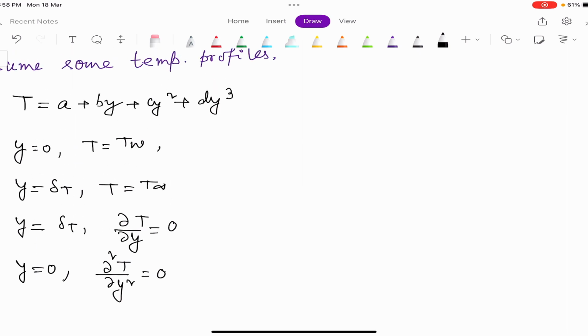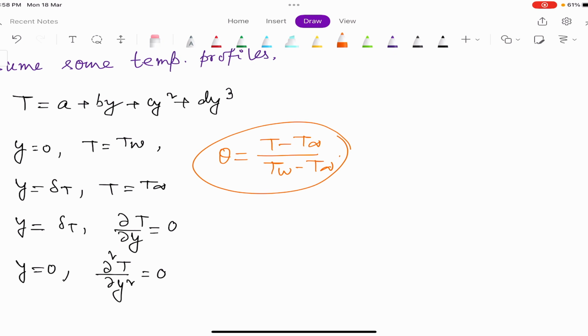So now what you can do is define a non-dimensionalized temperature profile, that is T minus T infinity by this minus this. Why am I taking a profile in this form? To simplify the problem. So non-dimensionalization is done basically for two reasons. The objective should be in mind, why I am doing the non-dimensionalization. First and foremost reason is to simplify the algebra, to simplify the problem.